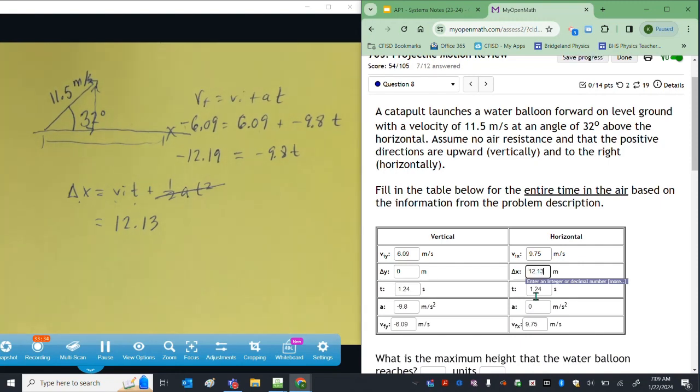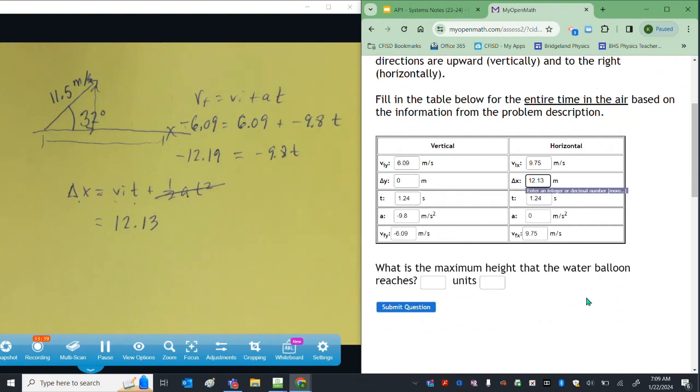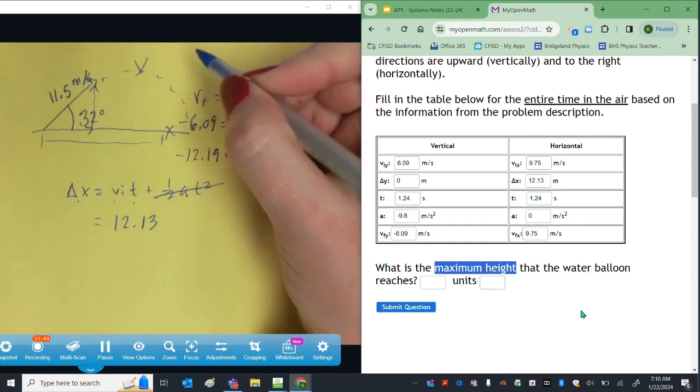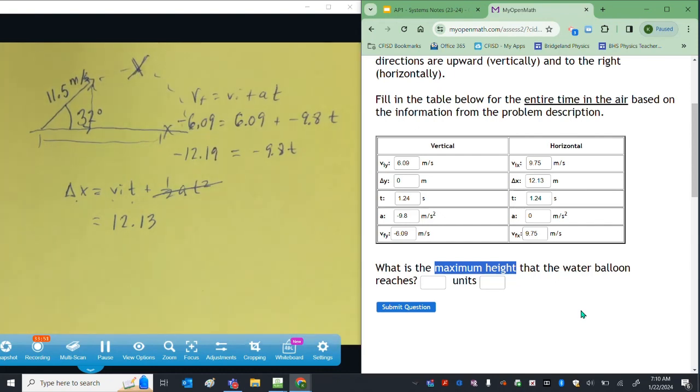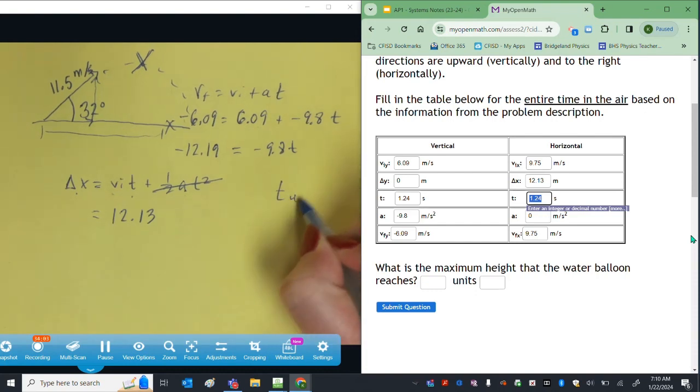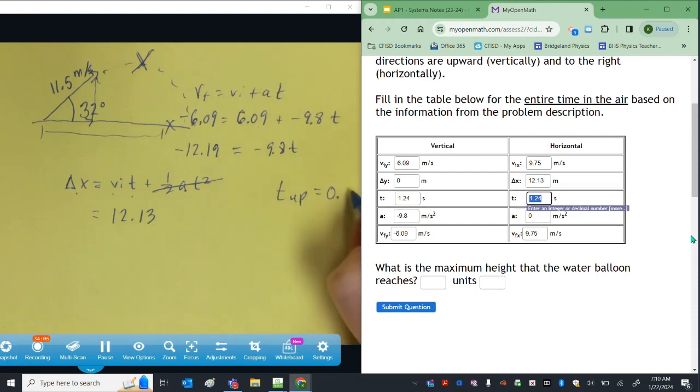for my horizontal. And it asks for what is the maximum height that it reaches. So I actually didn't solve for that in my table. This was for the entire air time. If I want to find max height, that occurs right here at half my time. And so if I want to find this, I can't use 1.24 seconds. This value right here won't work. I need to use half of that. And so if I divide that by 2, I get a time for just the up portion of 0.622 seconds. That's half my time.